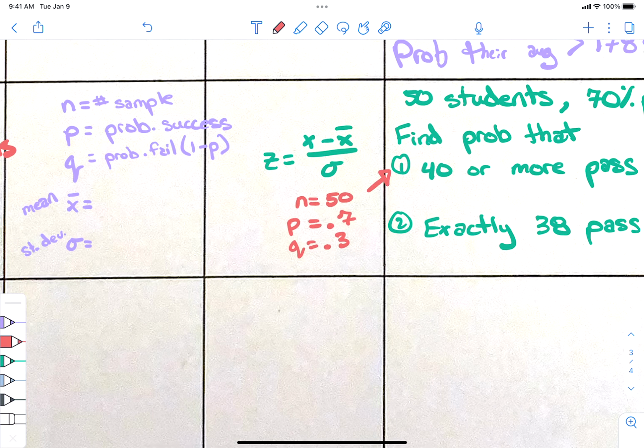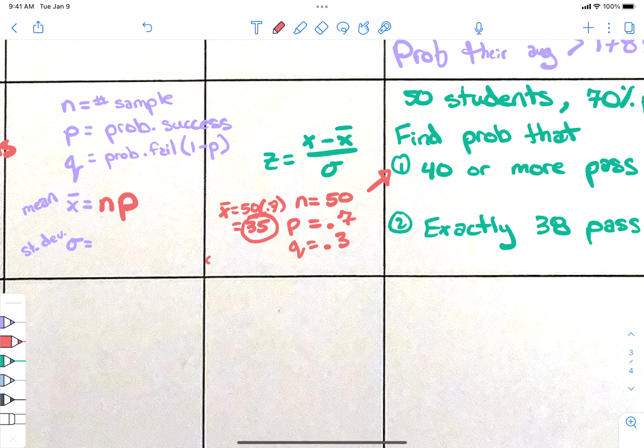Okay, India said she knows the equation for finding the average, right? If I have 50 students and on average 70% of them pass, how many is that? We take n times p to find that average, right? That would just make sense. So 70% of 50 gives me an x bar of 50 times 0.7. I said that backwards. And that is 35, right? 35 students on average pass. That's going to be the number that I'm going to use, okay?